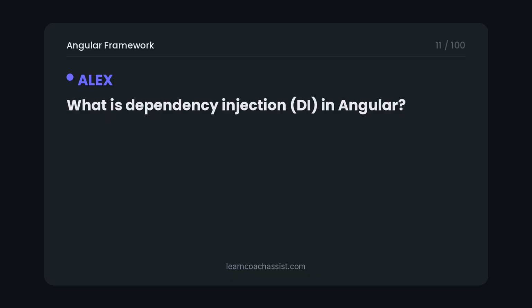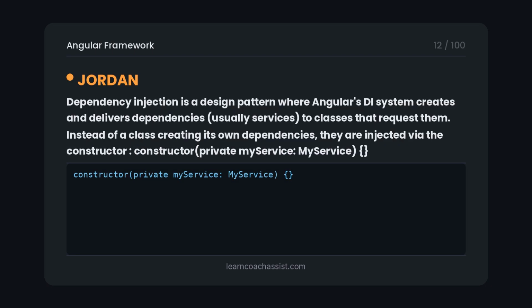What is dependency injection, DI, in Angular? Dependency injection is a design pattern where Angular's DI system creates and delivers dependencies, usually services, to classes that request them. Instead of a class creating its own dependencies, they are injected via the constructor, private myService.